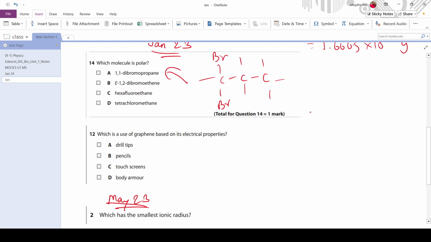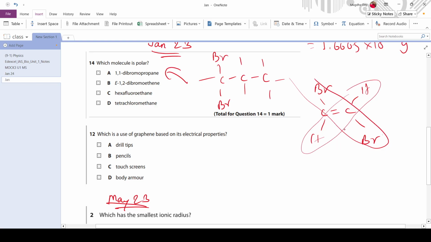And if we see in 1,2-dibromoethane, both of the bromine atoms, since it's E, are present on different sides of the plane of the carbon-to-carbon double bond. Obviously, this is symmetrical. If the bromine atoms had been connected on the same carbon, then obviously E isomerism would not be possible, and it would not have been symmetrical.